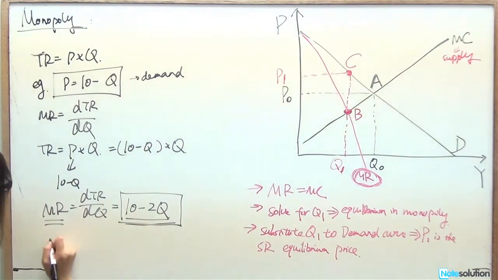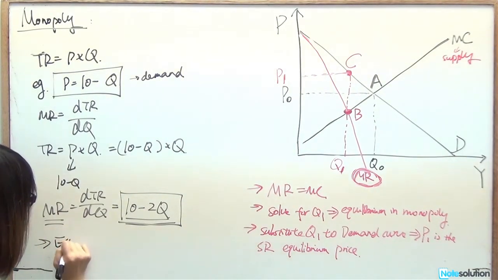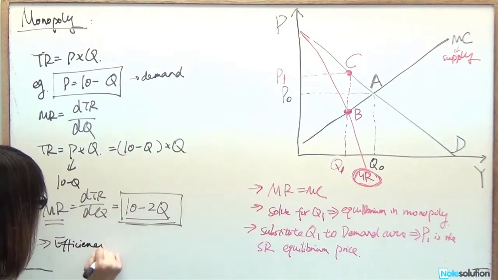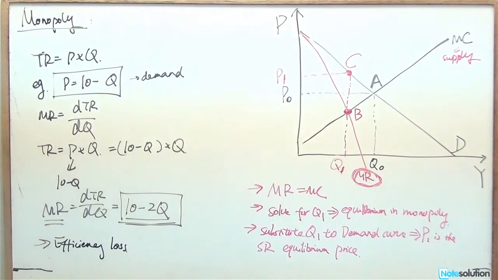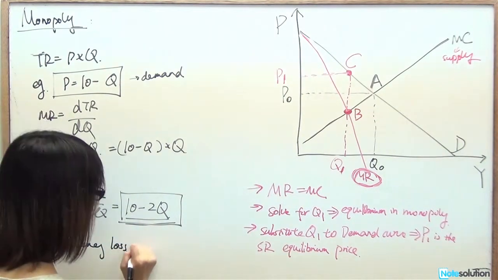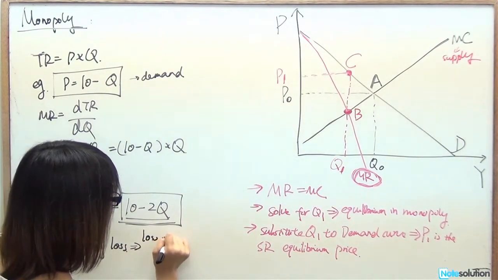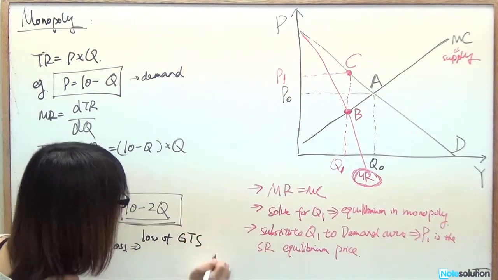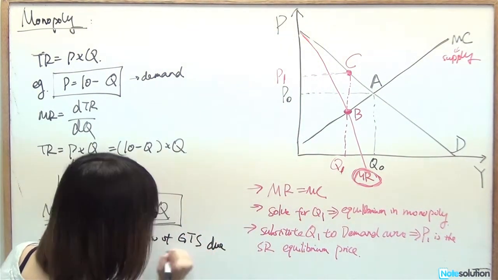Now it comes to the other point, the efficiency loss. Efficiency loss is a loss of gain to society due to monopoly.